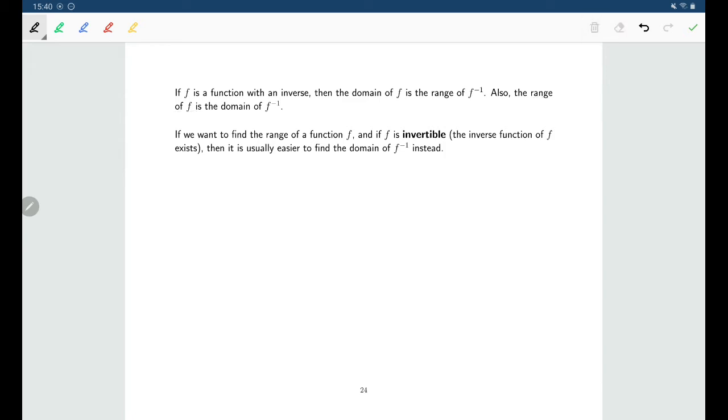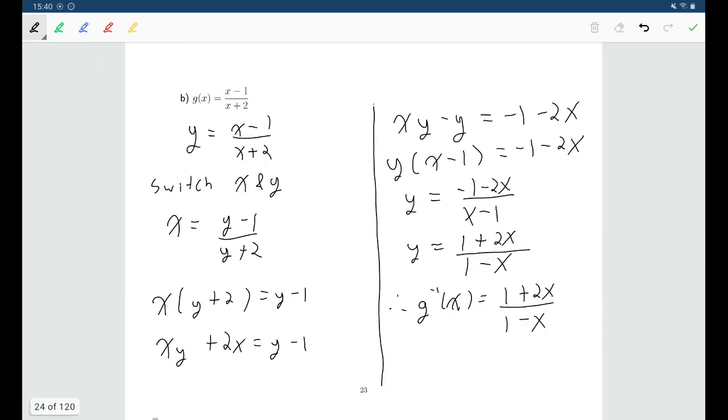Now, if you're remembering from previous sections, finding the domain for a function was usually pretty easy. Finding the range was tougher because that required you to know what the graph would look like. So if we're thinking back to the example that we have here for g of x, this would be easy for us to find the domain. The domain is every x value except for negative 2. The range is less obvious. What are the y values that we can get coming out of our function?